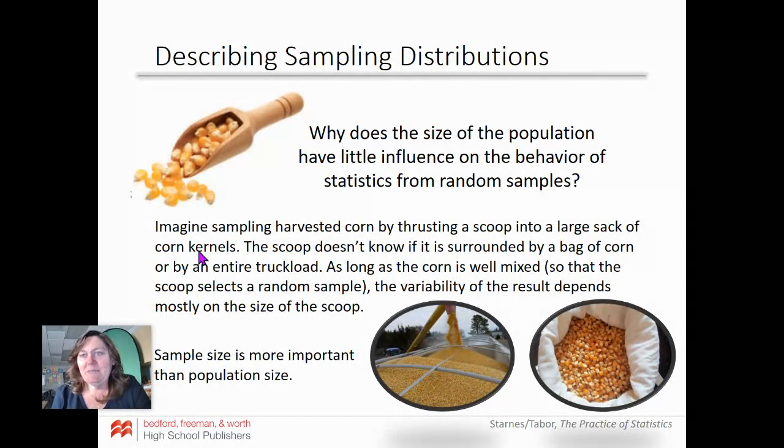Sample size is more important than population size, and so remembering that, this is what's going to head us into Thursday and Friday.